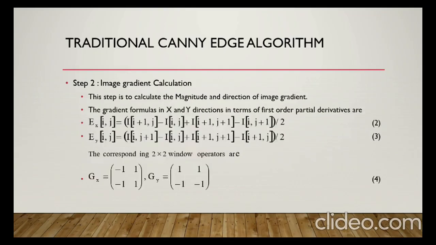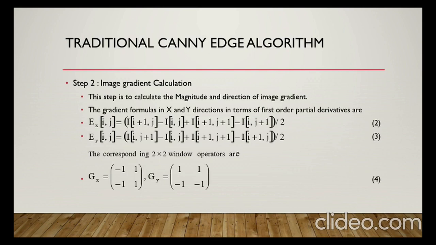The second step is image gradient calculation. The traditional Canny edge algorithm uses a 2x2 neighboring area to find the image gradients. The gradients in the x direction and y direction are given by equation 2 and equation 3, and the corresponding operators are Gx and Gy. Using these two equations, we get the gradient magnitude and gradient orientation.